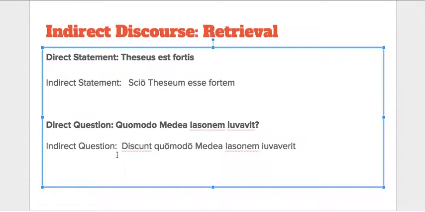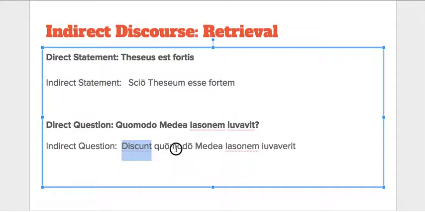Indirect question, as you might remember, if indirect statement is reporting a statement, indirect question would be reporting a question. So a direct question might be Quomodo Medea Iasonem iuvavit? How did Medea help Jason? The indirect question could be Discunt quomodo Medea Iasonem iuvaverit. So what we do, we just report it. Again, we need a reporting verb. They learn, they know, they say.